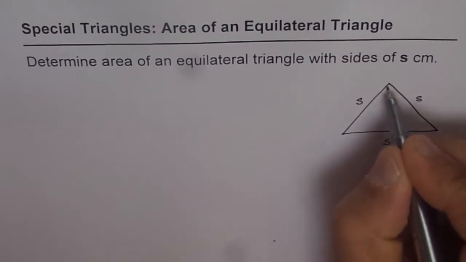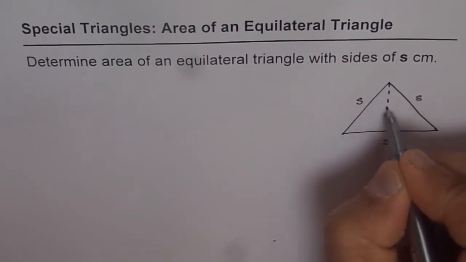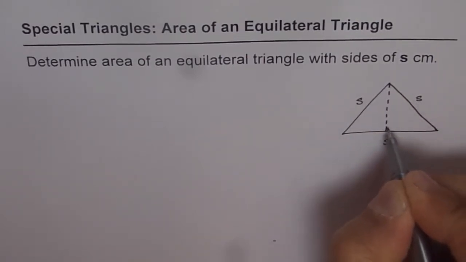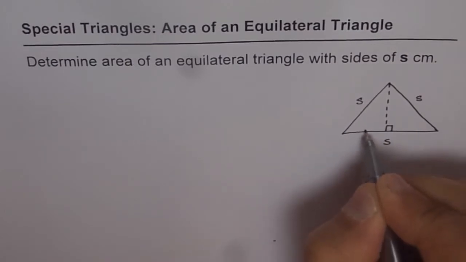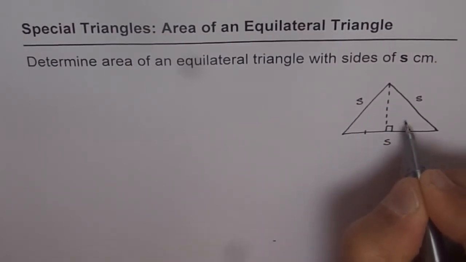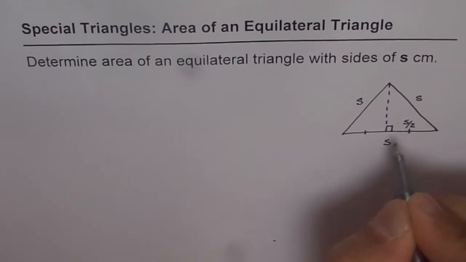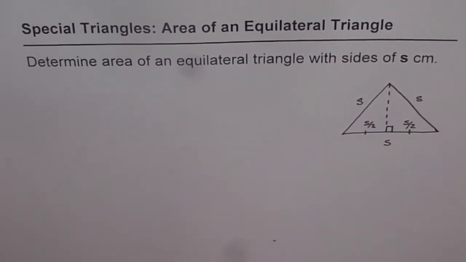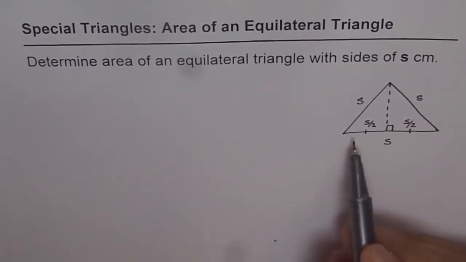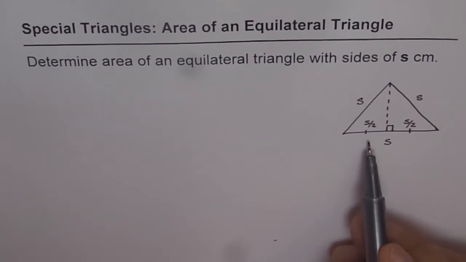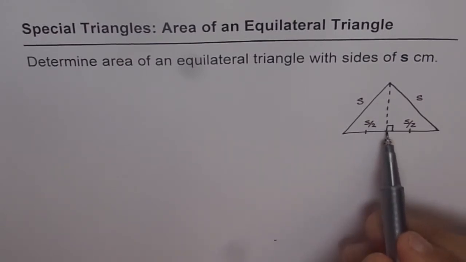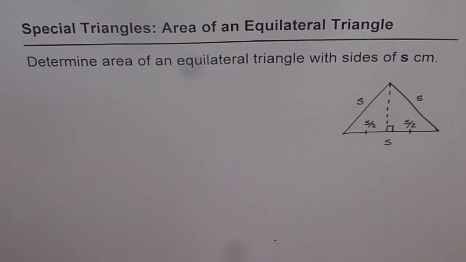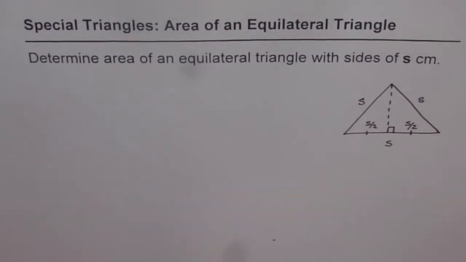Now if I drop a perpendicular from here, it is going to divide the base into two equal parts, right? So each will be s over 2, right? So this will be s over 2 and this is also going to be half of the side s, correct? Now area is base times height divided by 2. To find the height, we can use the Pythagorean theorem. So let's use the Pythagorean theorem and find the height.